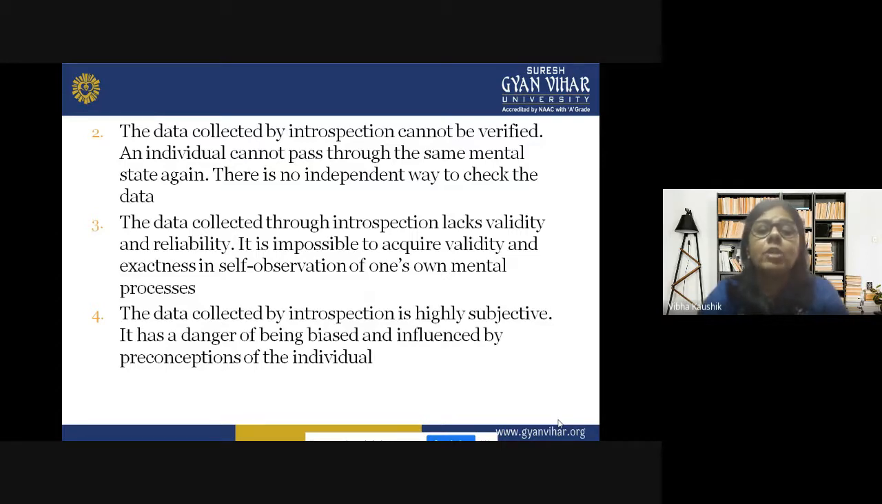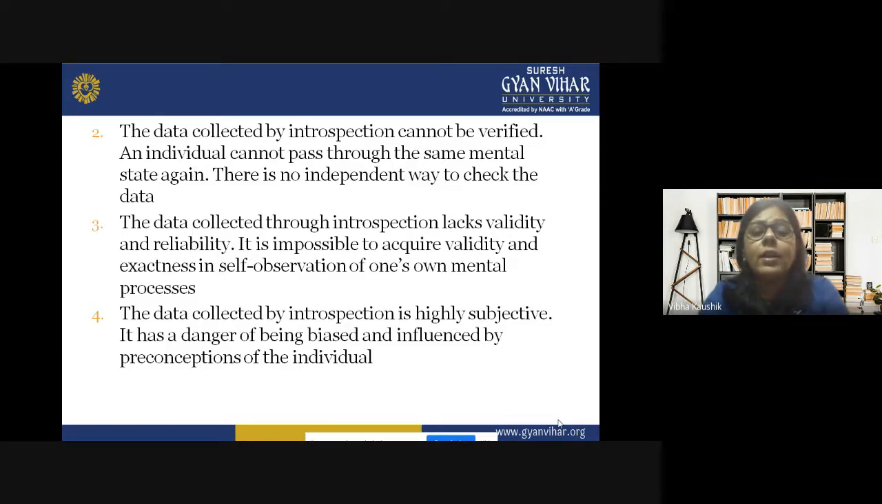The data collected through introspection lacks validity and reliability. It is impossible to acquire validity and exactness in self observation of one's own mental process.